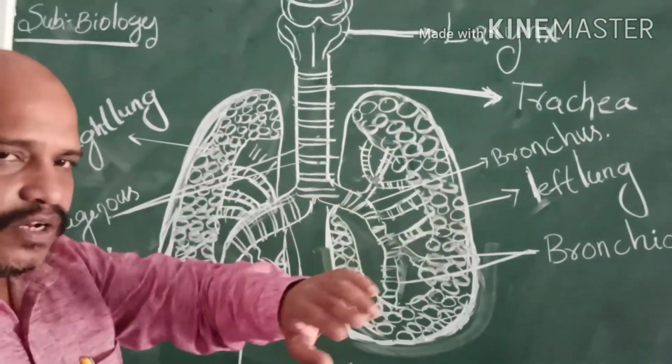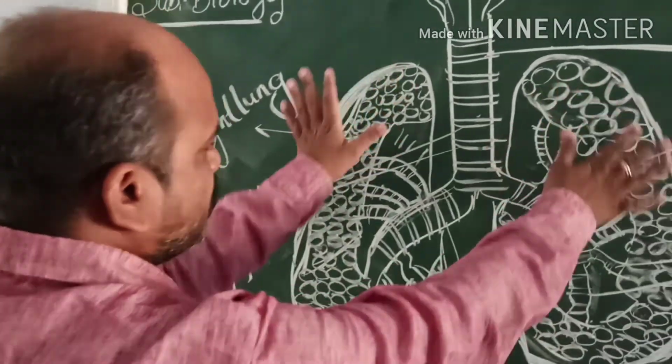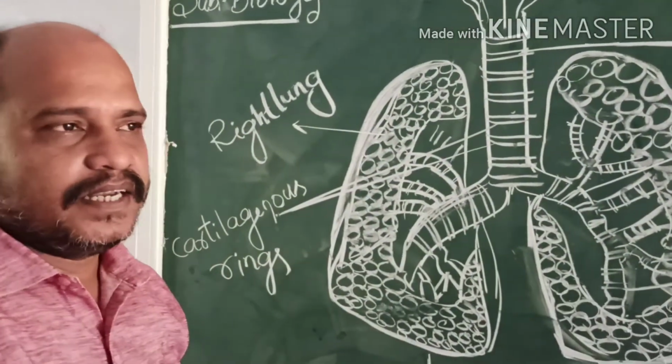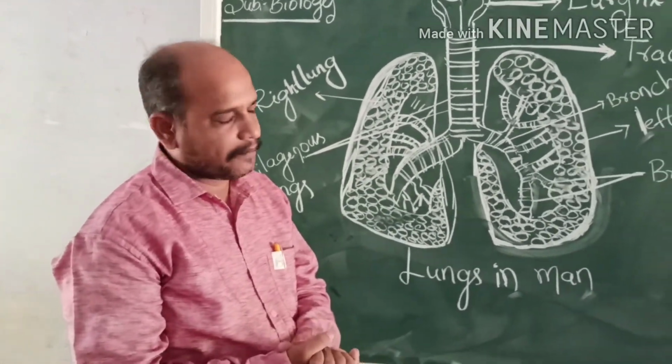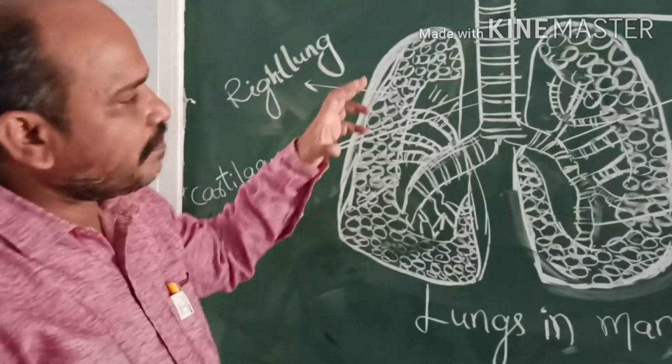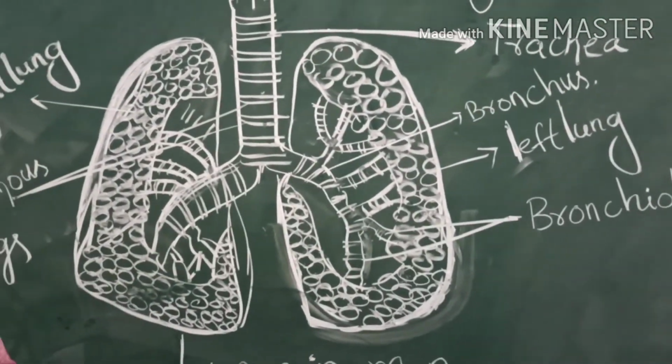So, as a whole, when we learn about the structure of the lungs, the two lungs are covered with a membrane called the pleura or pleural membrane. And this pleural membrane contains some fluid which protects the lungs from external injury.